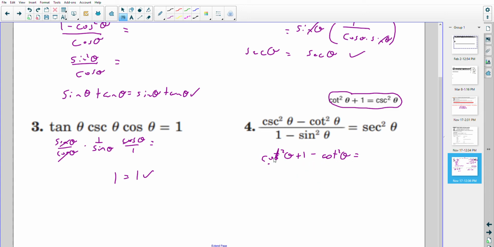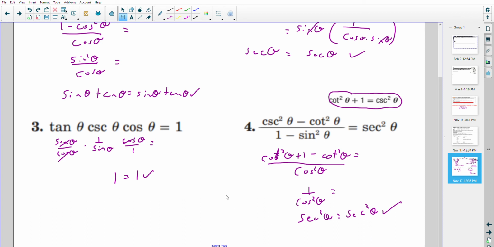That's really going to equal the cosine squared theta. Now, cotangent squares cancel, so you're just left with 1 over cosine squared theta, which is the same thing as secant squared theta. Again, once you get the answer, you rewrite the other side to show that you have it.